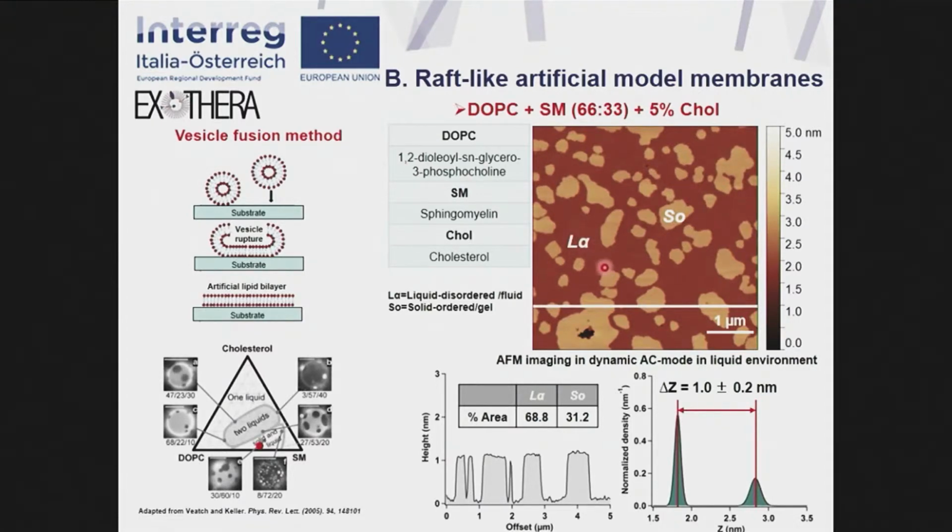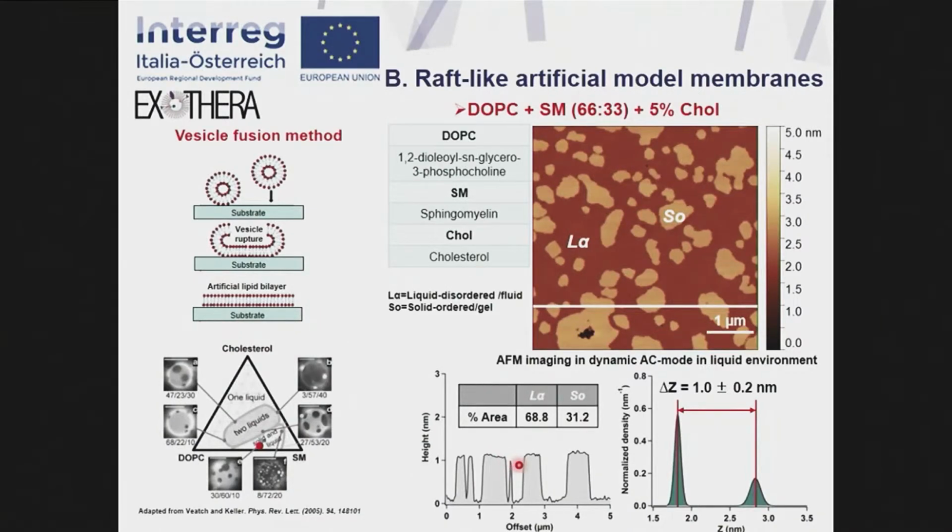In this case, we have a coexistence of 2 phases. We have a fluid phase, the liquid disordered phase, which is the DOPC-enriched phase. And we also have the presence of domains, which represent the raft domains of our membrane, which protrude from the fluid matrix of the surface by around 1 nanometer.